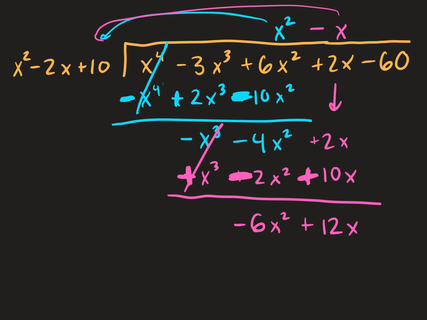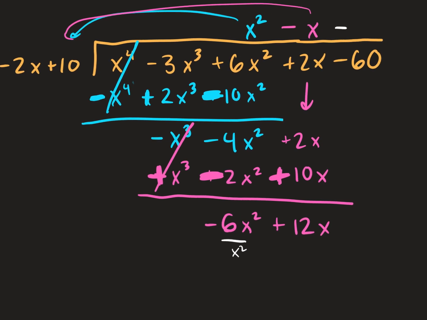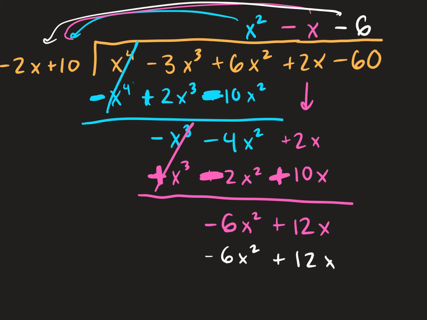What do I do next? So divide negative 6x squared by x squared, which is negative 6. Then I multiply negative 6 times everything on the outside. So negative 6 times x squared would be negative 6x squared. Negative 6 times negative 2x would be plus 12x. And negative 6 times 10 would be negative 60.